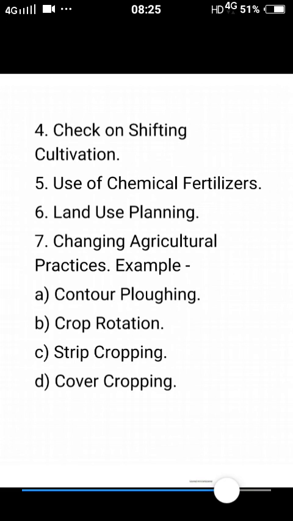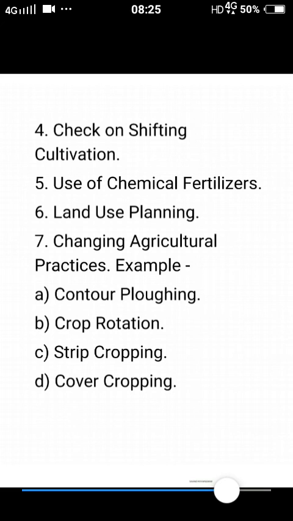Crop rotation. Farmers tend to grow a particular crop in the same field year after year. This practice can make the soil infertile and takes away certain elements from it. In the crop rotation system, different crops are cultivated on a piece of land each year. This helps in conserving soil fertility, as different crops need different constituents from the soil.